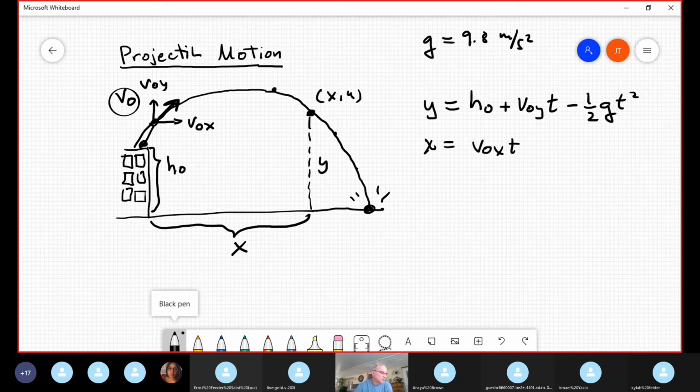Okay. Suppose a hypothetical example in which the height of the building is 10. Is 10. 10 meters, I suppose.